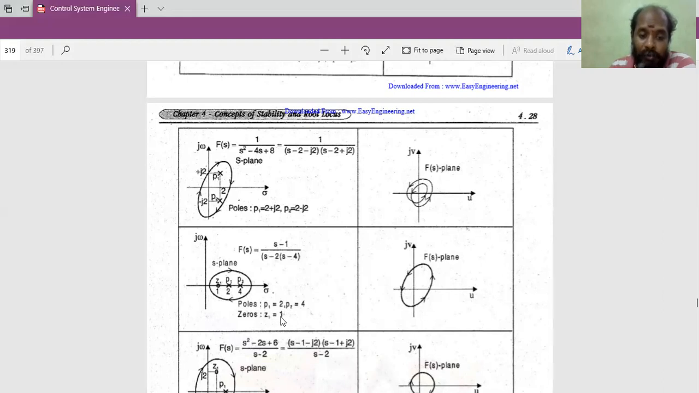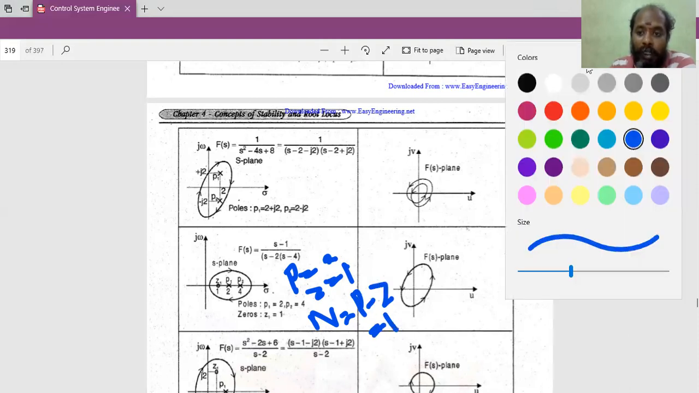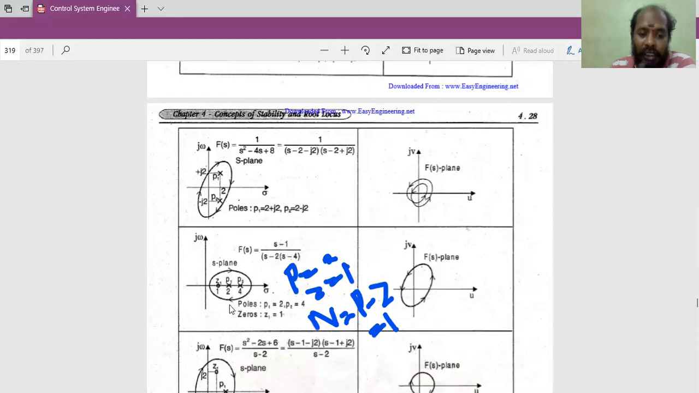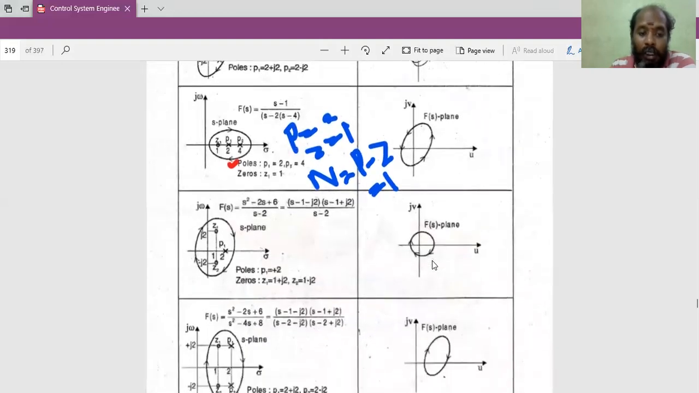One zero is alone there. So 2 minus 1, that is, P is 2 and Z is equal to 1. So the number of encirclements N is equal to P minus Z, which is equal to 1. The encirclement will be based on which is higher. Poles is higher, so it is in anti-clockwise direction around the origin. Let us go to the next example.